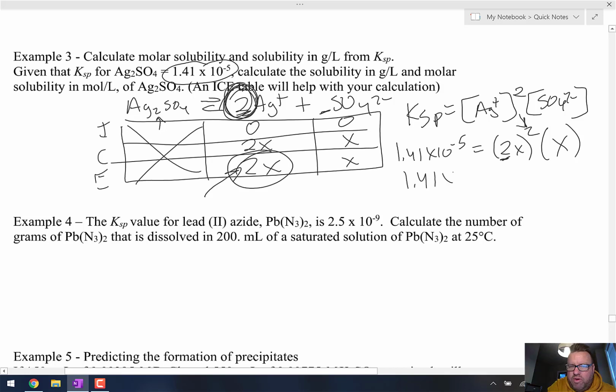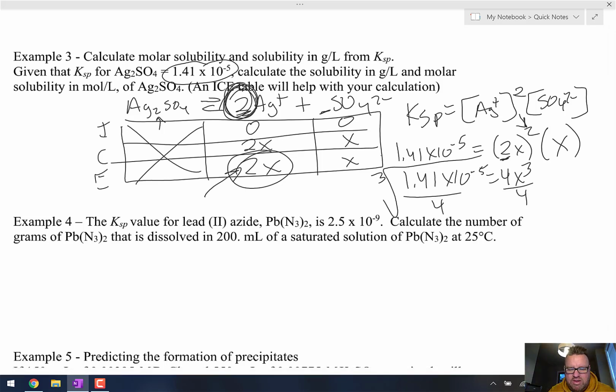So we have 1.41 times 10 to the minus 5th equals 4x cubed. Now to solve for x, we're going to divide by 4, and then we're going to take the cube root of all of that. And yeah, you definitely need to know how to do that. Definitely a calculator question. 1.41 times 10 to the minus fifth divided by 4. Now, there's a couple different ways you can take the cube root of something. Just like when you take the square root, you can raise it to the 1/2 power.